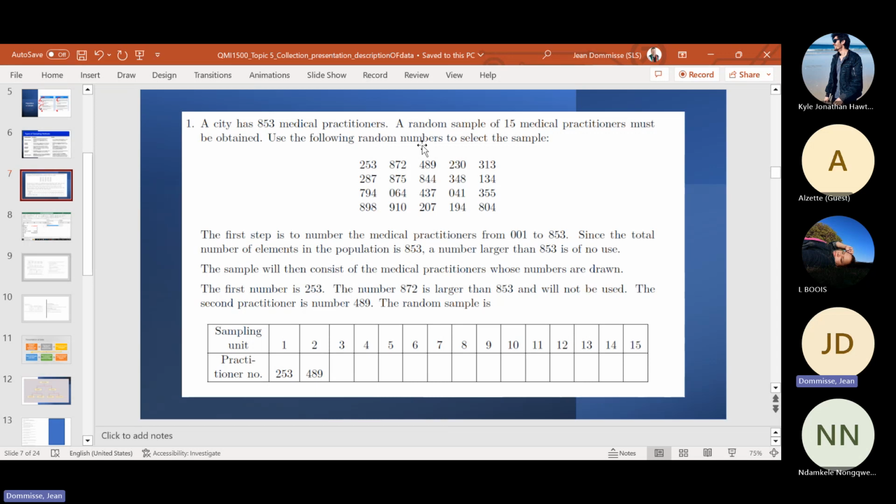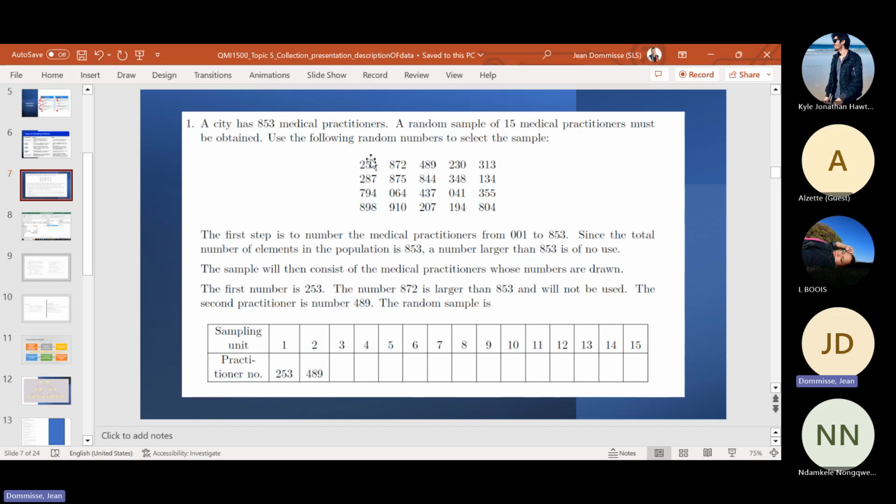Use the following random numbers to select the sample. The first step is to number the medical practitioners. So we know it will be from 1 to 853. Since the total number of elements in the population is 853, a number bigger than that is obviously of no use. The sample will consist of the medical practitioners whose numbers are drawn.